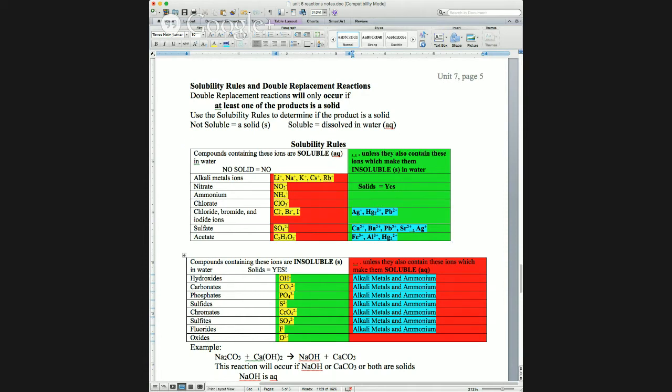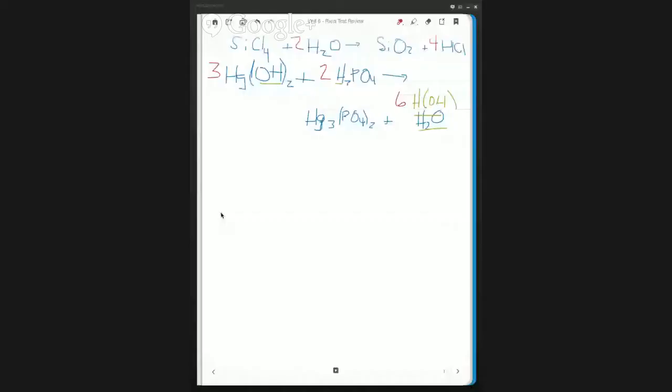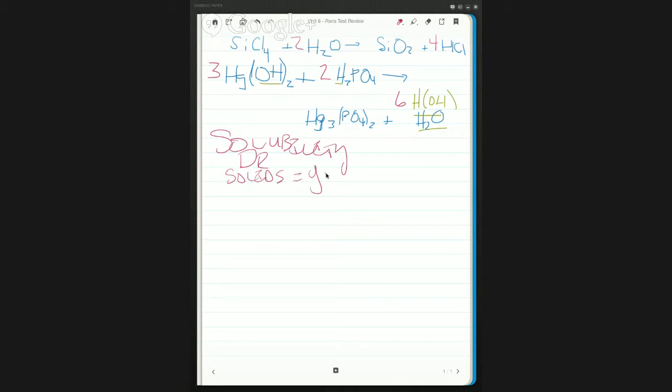So let's write some reactions. Let me do some examples. Here we go. I'm gonna do the bamboo paper. All right. Solubility. Okay. And we said this way, solubility, that's a double replacement. Solids equal yes. Okay, let's make this black. All right, so now if we had some compounds. So, and remember, we're only looking at products. I should write that up here.